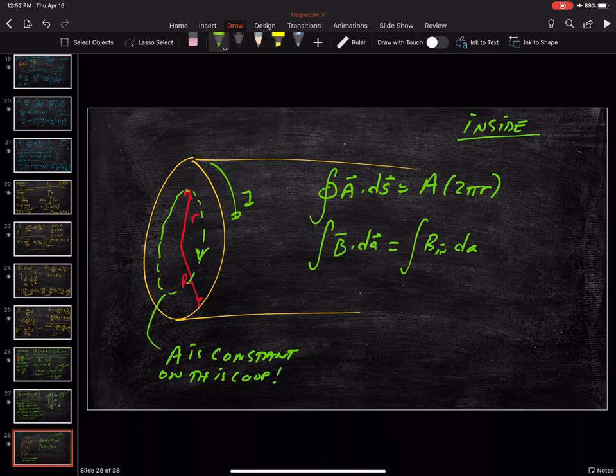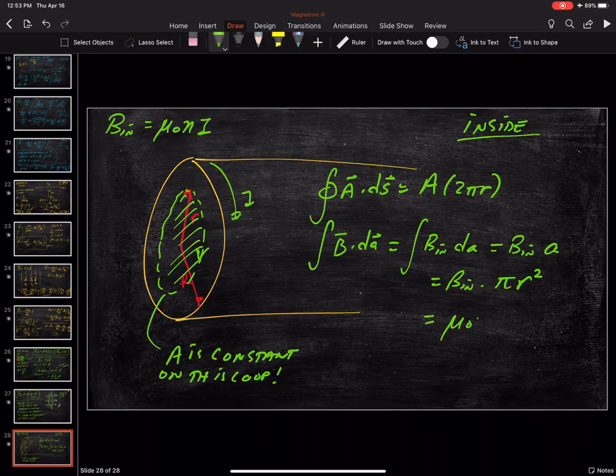Well, B inside was equal to mu naught N times I. Okay? And so that was just a nice constant. And so if this is constant, this becomes B inside times the area of that loop. And so that should be equal to B inside times pi r squared. Okay, it's just the area of that loop. Okay, nothing to it. And so I just plug in B inside as mu naught N I times pi r squared.